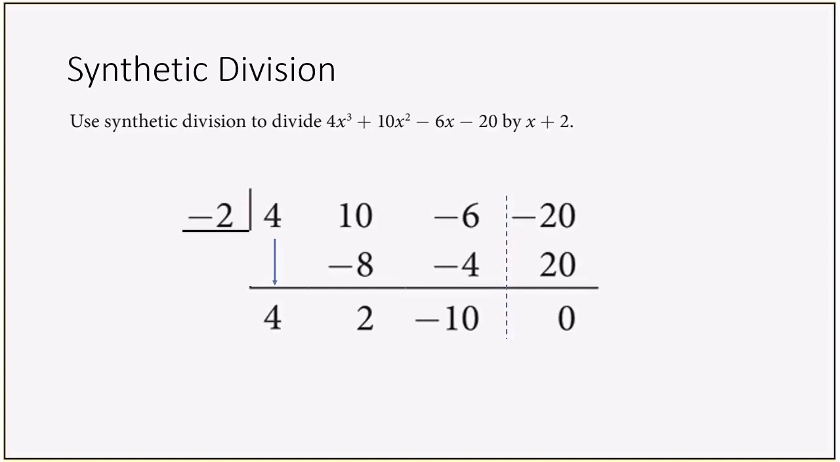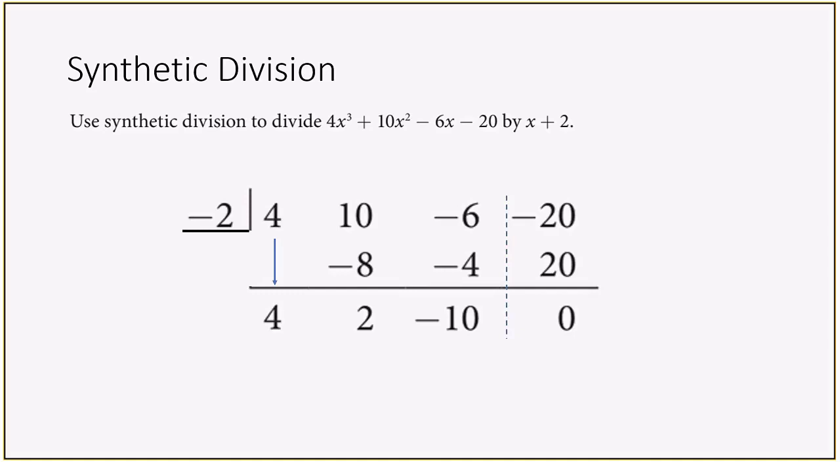Okay, so now I went through my process, I did my synthetic division, I followed the steps, and now all I have to do is translate it back. To translate it back into a polynomial, I look back at my original polynomial that I'm dividing into, 4x cubed plus 10x squared minus 6x minus 20. I look at the degree. The degree in that is 3. And so when I go through this dividing process, my new degree will be at most 2.